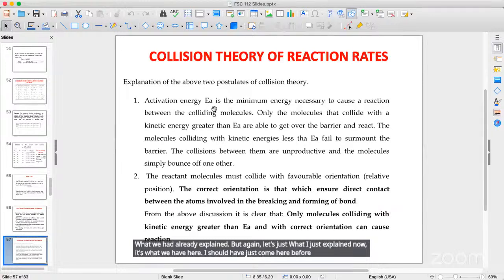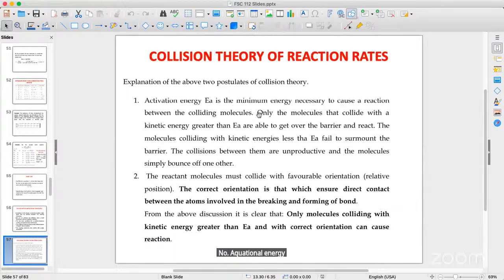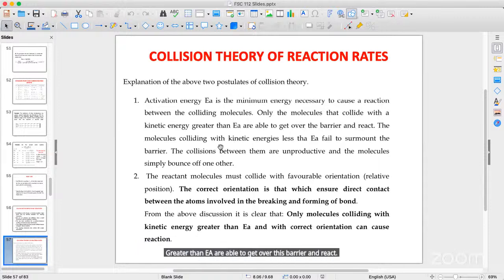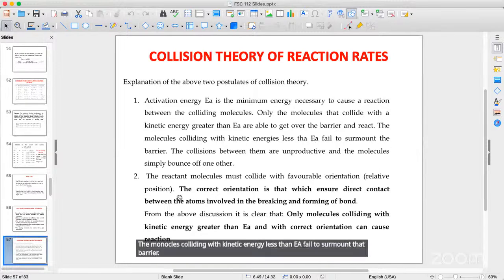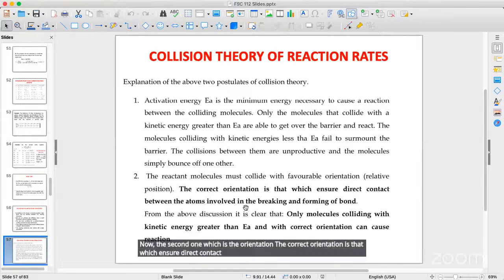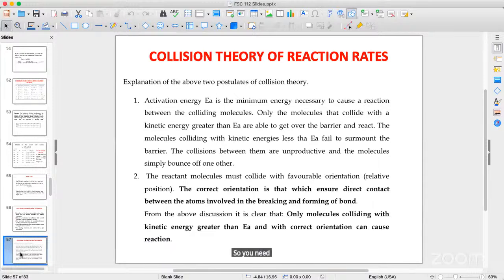Now, activation energy is the minimum energy necessary to cause a reaction between the colliding molecules. Only the molecules that collide with kinetic energy greater than EA are able to get over the barrier and react. The molecules colliding with kinetic energy less than EA fail to surmount that barrier. Now, the second one, which is the orientation: the molecules must collide with favorable orientation. The correct orientation is that which ensures direct contact between atoms involved in the breaking and forming of bonds. So you need those two conditions to be met before you can have a reaction.